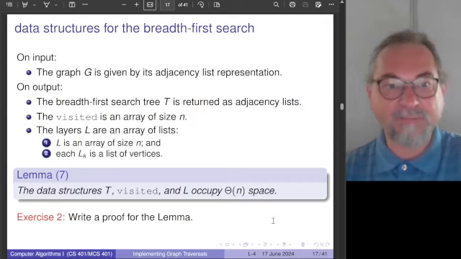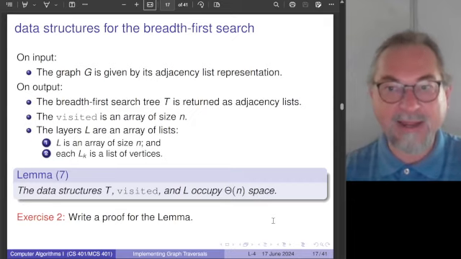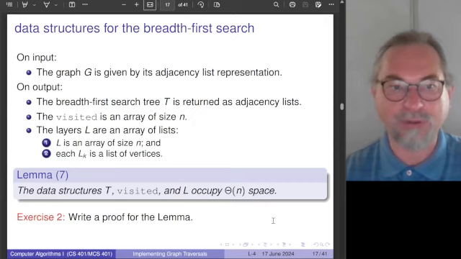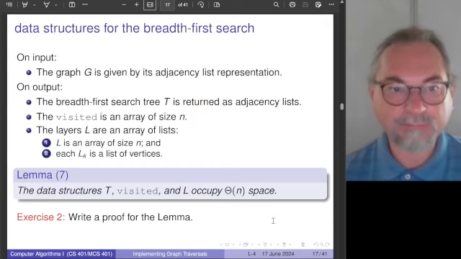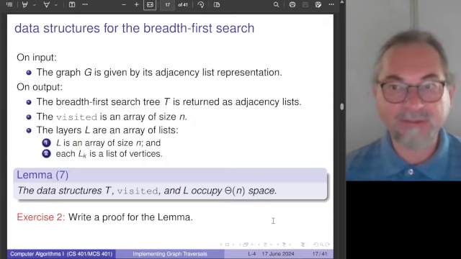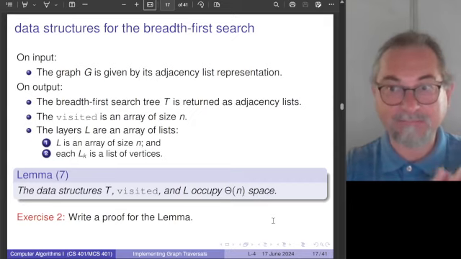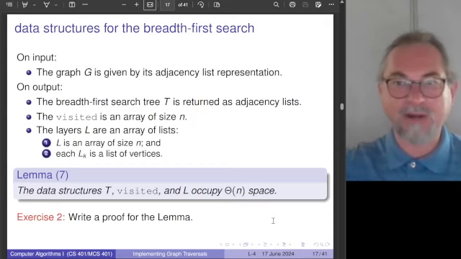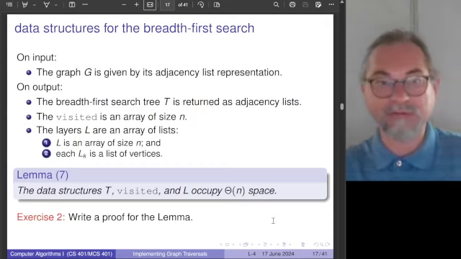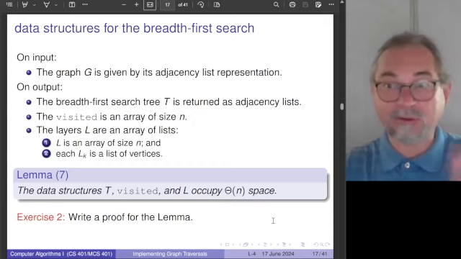So what are we using for data structures? We use arrays of adjacency lists to store the breadth first search tree. We have our array of visited nodes, and then we have the layers. So the lemma states that we have a tight bound on the space. That tight bound is actually of order n. So it is bounded from below by a multiple of n and bounded from above by another multiple of n. So that's the definition. So that's actually what you need to show.